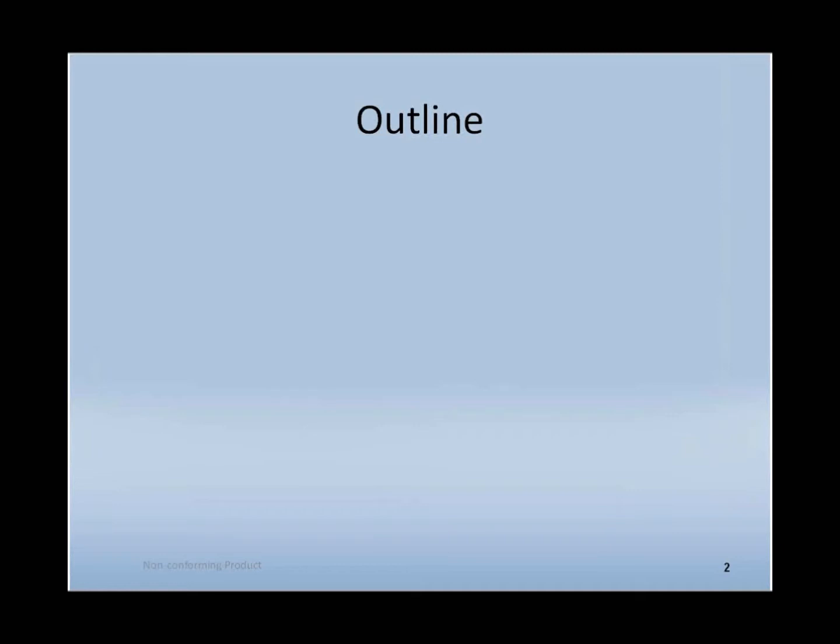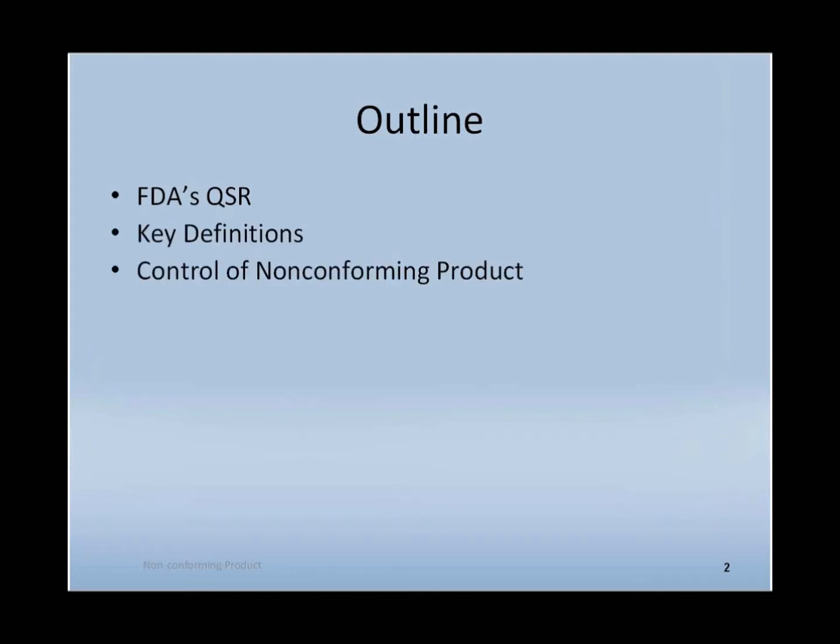Now, here's what we're going to talk about today. Our outline is we're going to look at the quality system regulation from FDA. This is very important, and it's going to describe the rules that you need to put in place in order to handle non-conforming product for the FDA. Then we're going to look at some key definitions. It's very, very important that you get the definitions clear. There's a lot of them in this area, and they're not always as you might expect them to be. That's one of the reasons why we're going to spend some time on it.